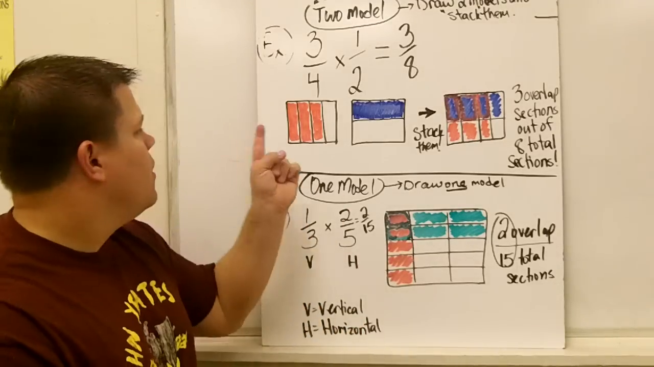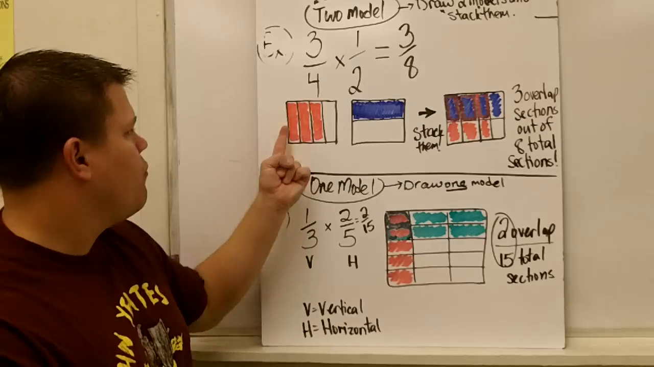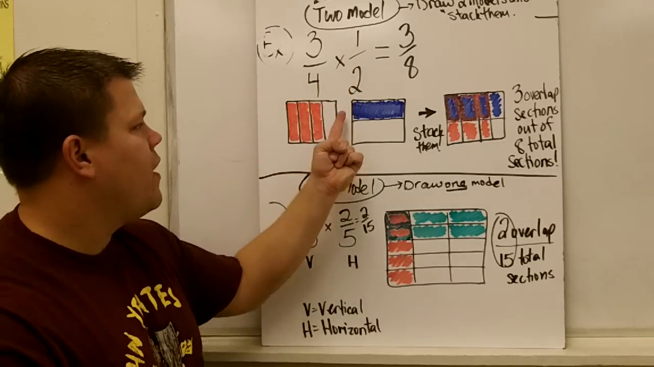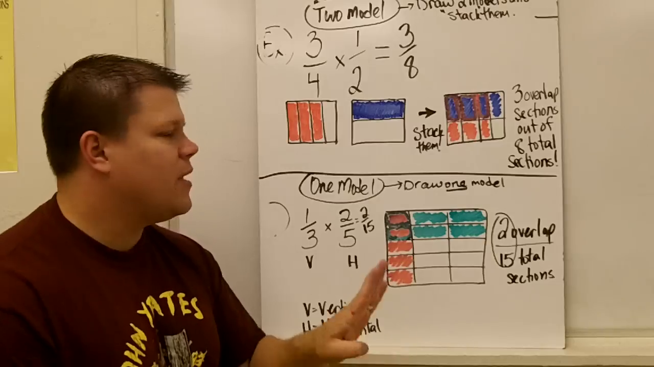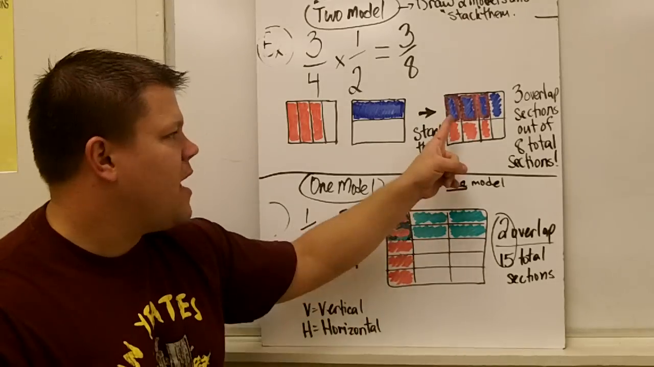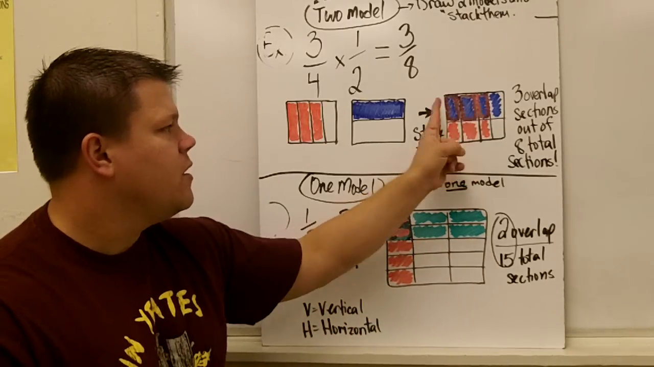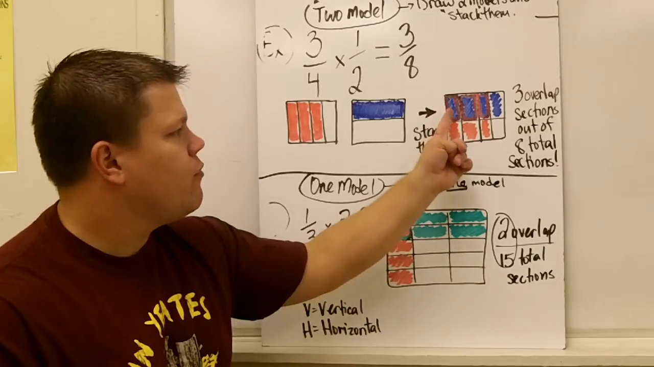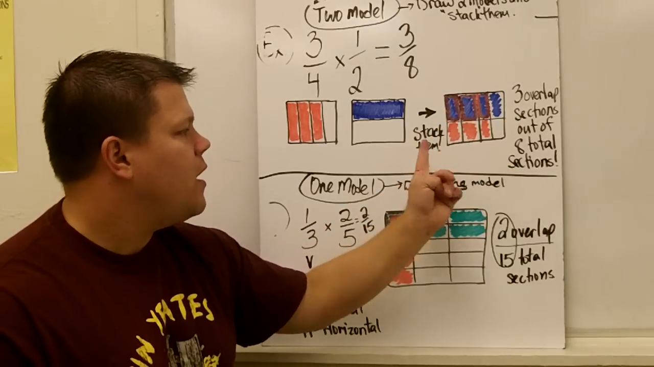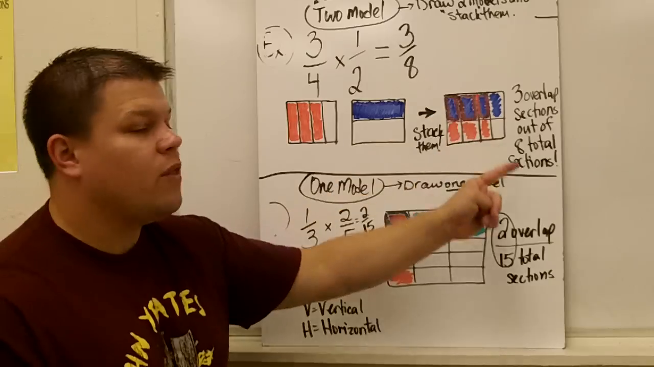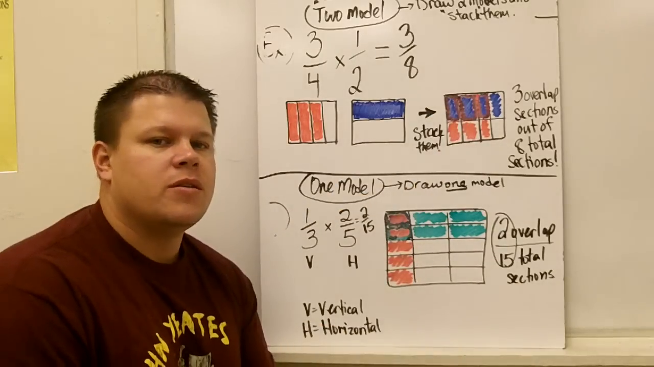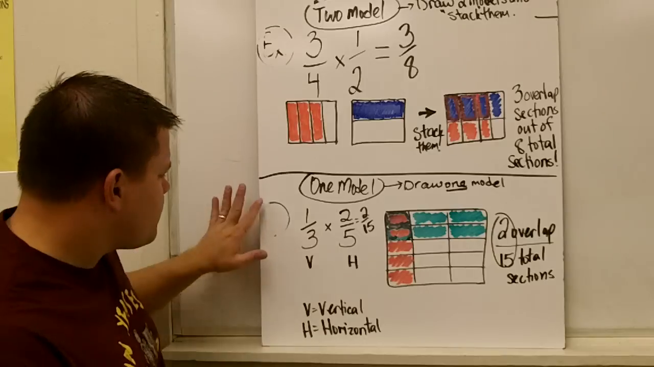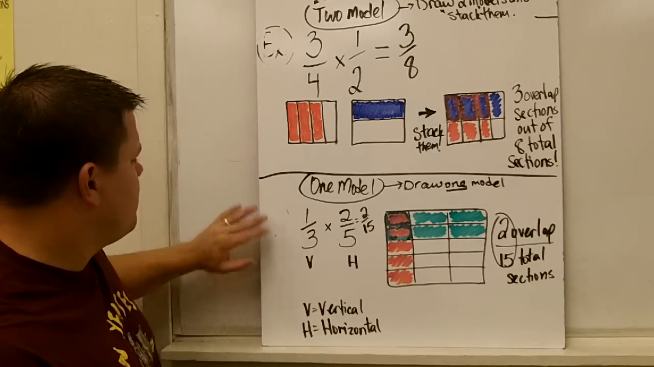I say it should. If I have a model of 3/4, I have 3 shaded columns out of 4. For 1/2, I have 1 out of 2, obviously. And when I stack them together, I'm going to see that I have 3 overlap sections out of the 8 total that appears when I stack them together. So I have 3 out of 8, and that's going to be my answer. And it agrees with the original solving of it. So, good job.